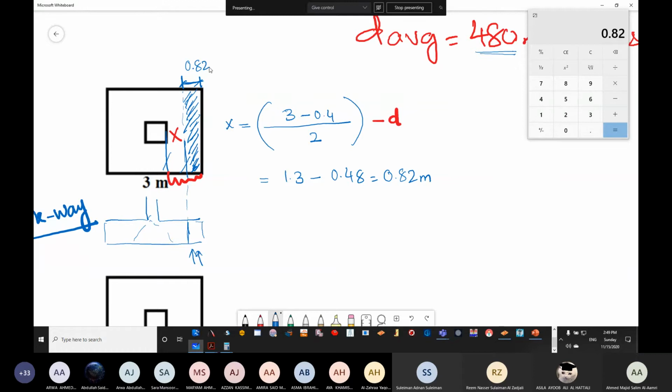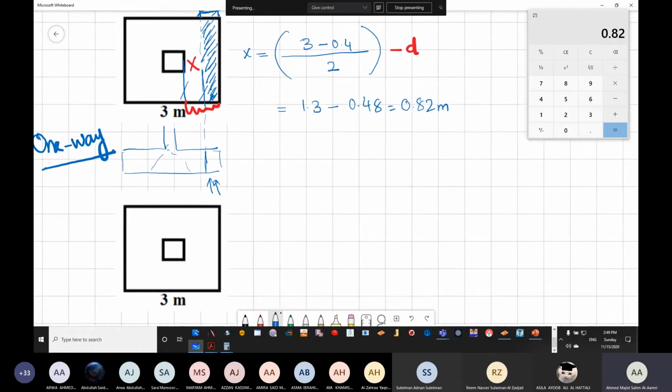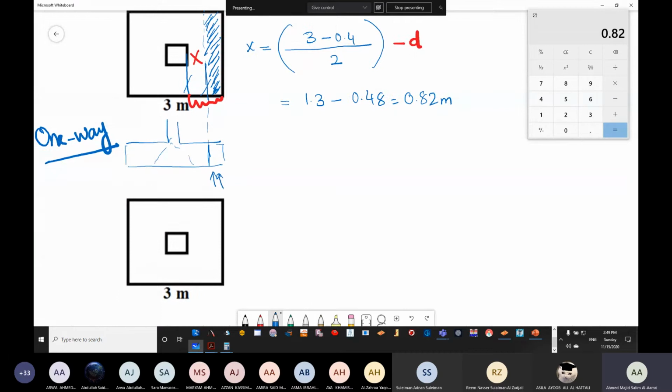Okay. Now let's take the other scenario, where we are taking the other direction. So I'm keeping x here. I'm keeping a distance of d, and then after d, I'm going to check this dimension. So once again, let's call it y. y is equal to 3 meter minus 0.4, since this dimension and this dimension are 0.4, since it's a square. So 0.4 divided by 2, minus once again d.